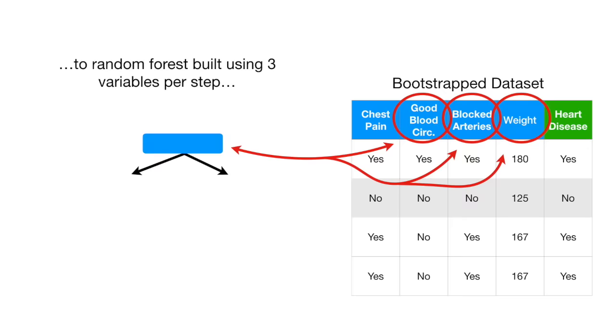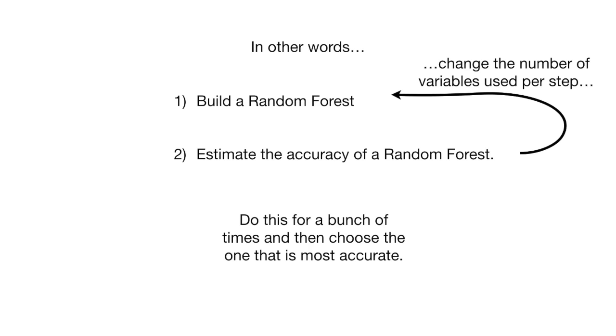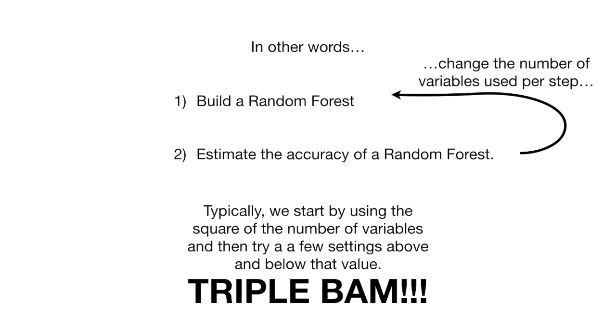And we test a bunch of different settings and choose the most accurate random forest. In other words, 1. We build a random forest, and then 2, we estimate the accuracy of a random forest. Then we change the number of variables used per step. And we do this a bunch of times and then choose the one that is the most accurate. Typically, we start by using the square of the number of variables and then try a few settings above and below that value. Triple bam!